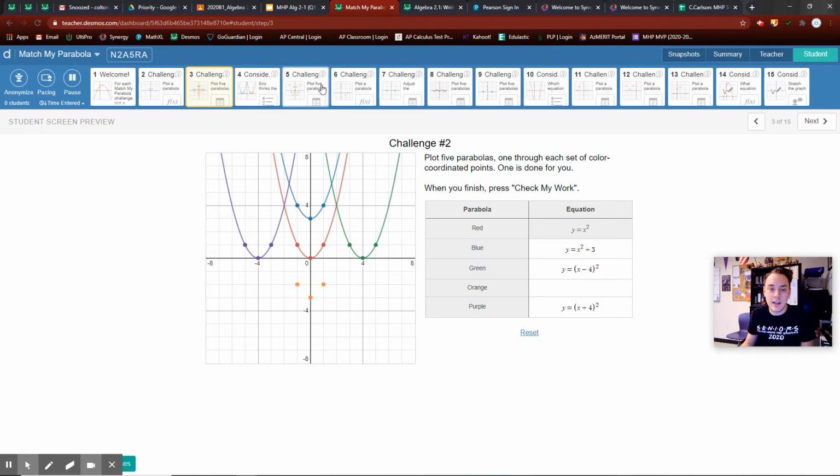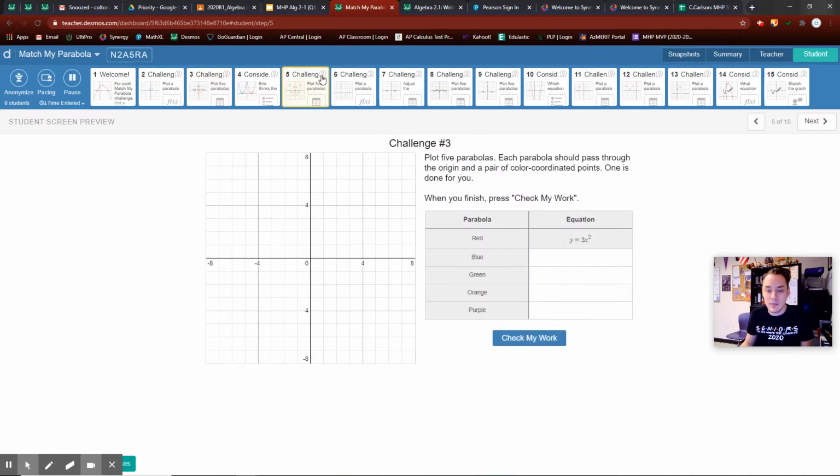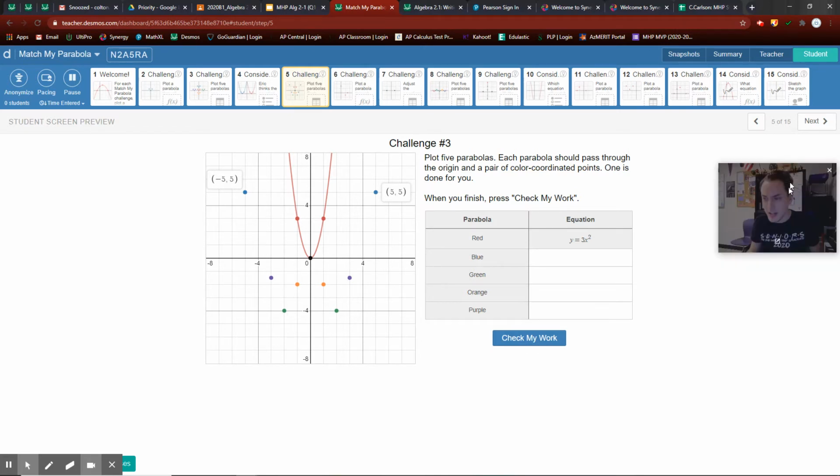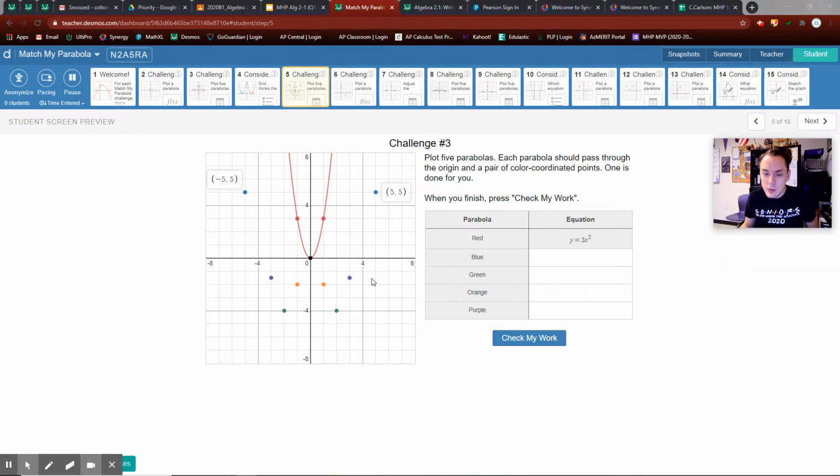Let's skip around here. Let's go to this one. So now this one's a little bit more tricky. And the reason why this is tricky is because it's giving you blue, green, orange, and purple. But look at these points. They're all like, you know what I'm saying? Who wants to do that junk? All right. Now look at red. That's red. Now look at blue.